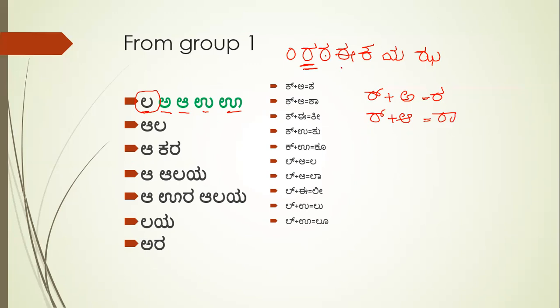And we have seen one more vowel in the earlier group, right? R plus E, if I take, it becomes what? Ri. And if I take R plus U, what does it become? It becomes Ru, right? If I take R plus big U, then it will look like this.